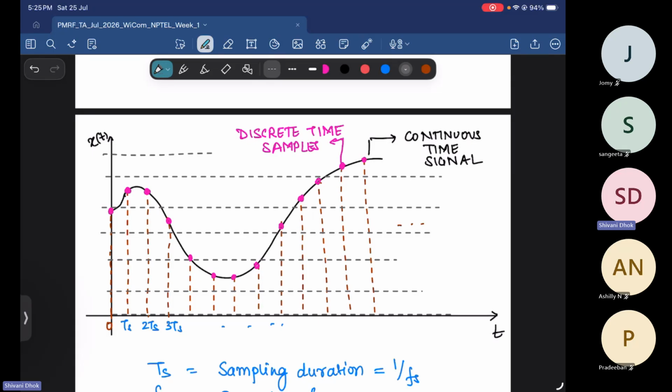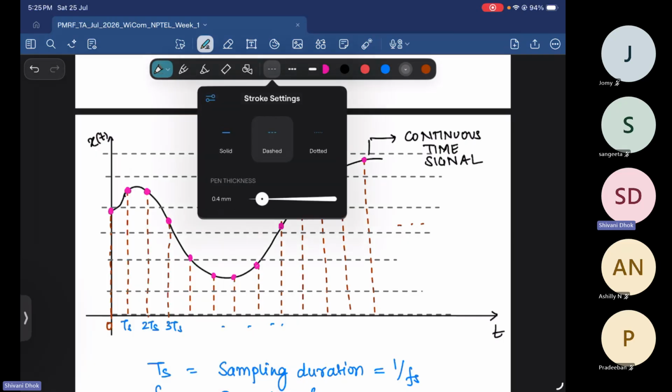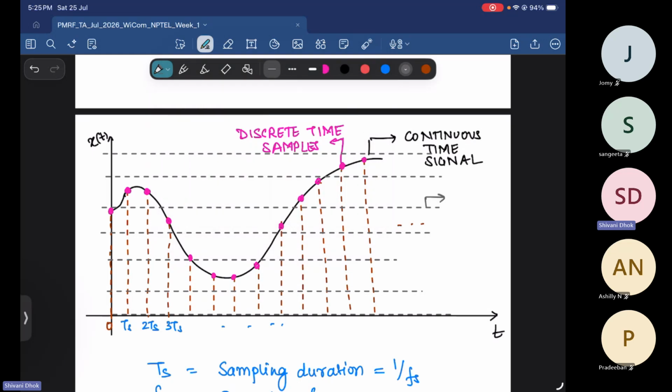So we have something like this. These are different quantization levels. These gray ones are quantization levels.